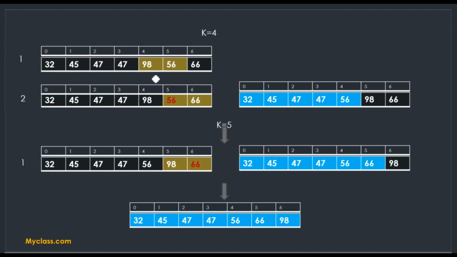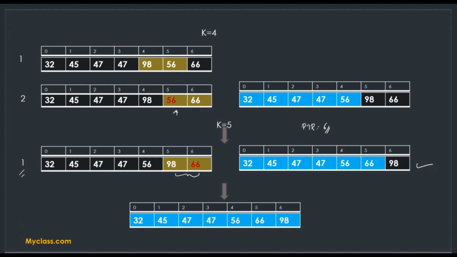Then when K equal to 4, we are checking 98 and 56. So 56 is the smallest one. Then 56 and 66, and also 56 is the smallest one. So we are swapping A of 4 and A of 5. So we are updating 56 to here and 98 here now. Then when K equal to 5, we want to check only one time, only PTR equal to K plus 1, 6. So 66 is the smallest one. So we are swapping 66 and 98. So after the working of K equal to 5, we will get the completely sorted list.